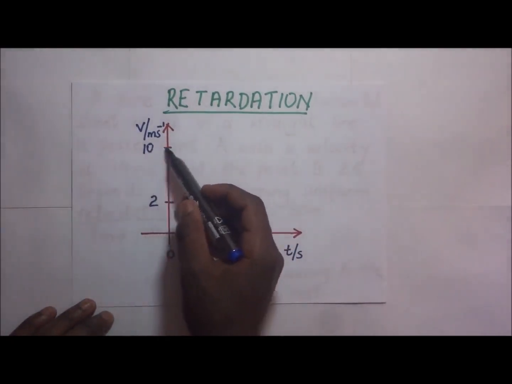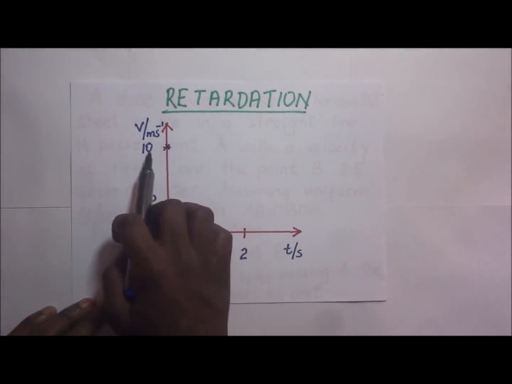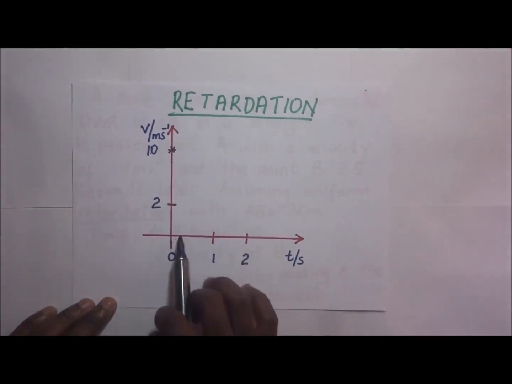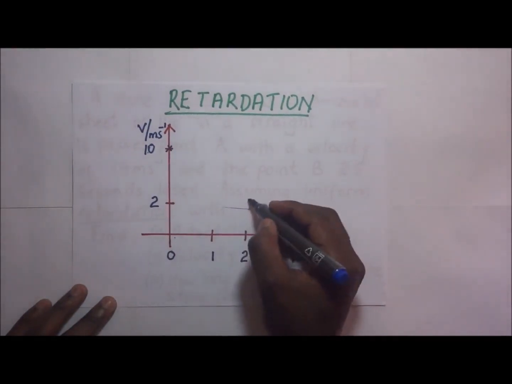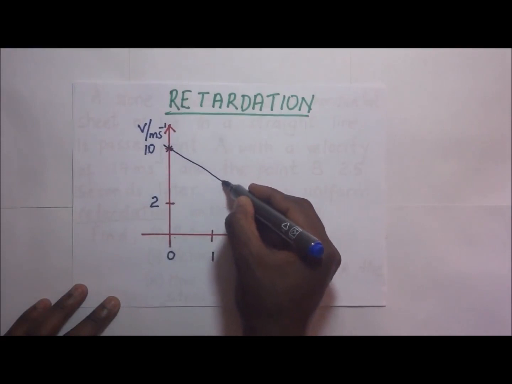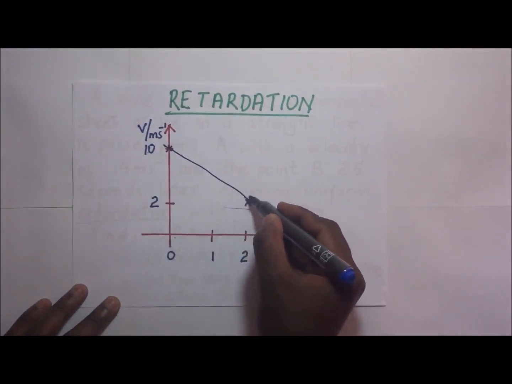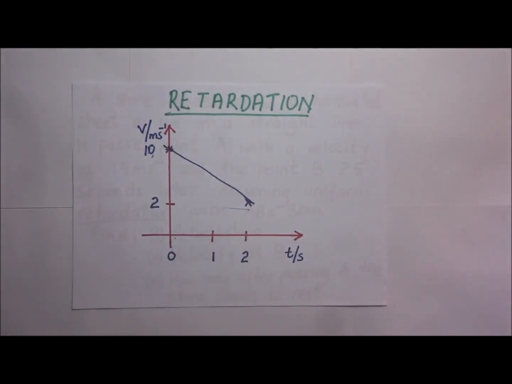So it means that 10 is its initial. It started from here, then it moved from 10. After 2 seconds of movement, its final velocity is 2. So its final velocity is right there, 2 meters per second. So that's the graph. It moved from 10 to 2. So if you have to look at that graph, this graph will give us a negative slope.